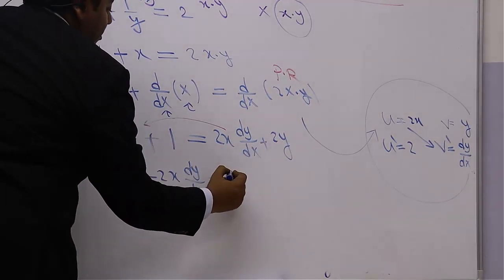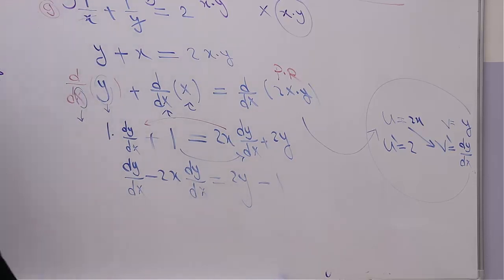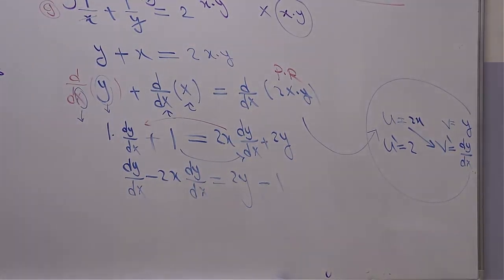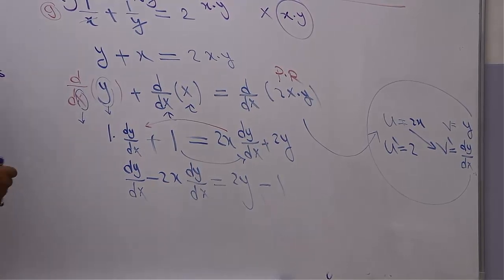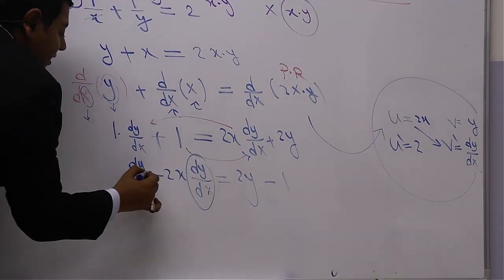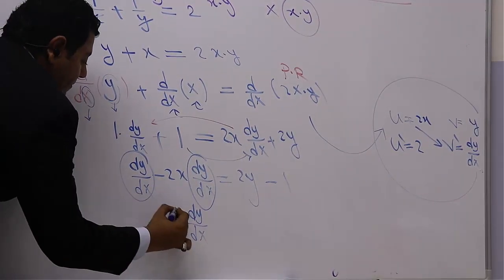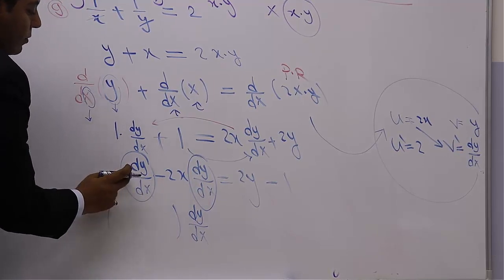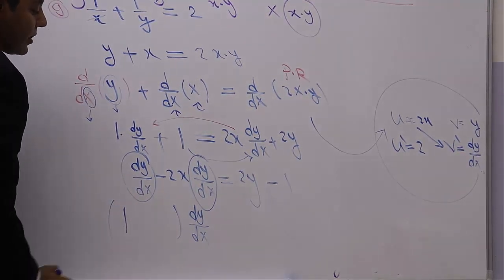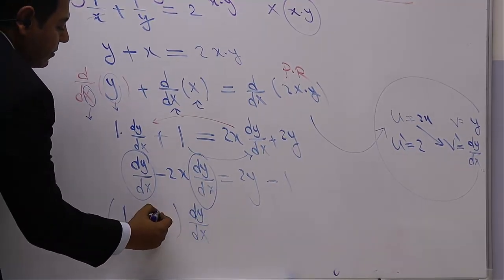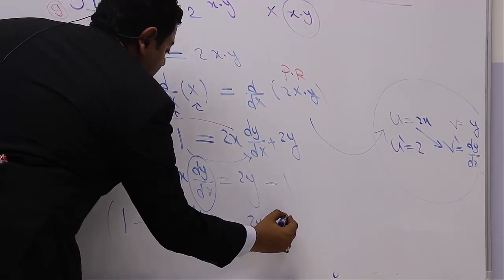It's equal to 2y, and we move this to be with y. So I have dy over dx minus 2x times dy over dx equal to y minus 1. Now factor out dy over dx, or take dy over dx as a common factor. When we take dy over dx as a common factor from here, I have 1 minus, and the remaining will be 2x. All of that is equal to y minus 1.